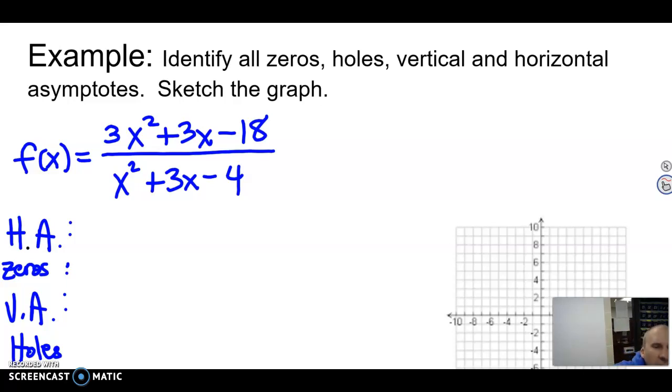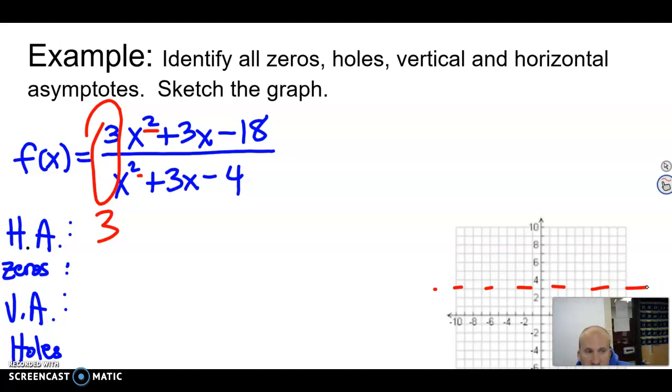So we check the degree of the function. We have a 2 on top and a 2 on bottom for the degree. The degree is the same. If the degree is the same, then the horizontal asymptote occurs at the fraction of the leading coefficients. Our horizontal asymptote is at 3. So that means I can go to my graph here and I can put in a horizontal asymptote at 3. All right, so we know what's going to happen when we leave our screen.